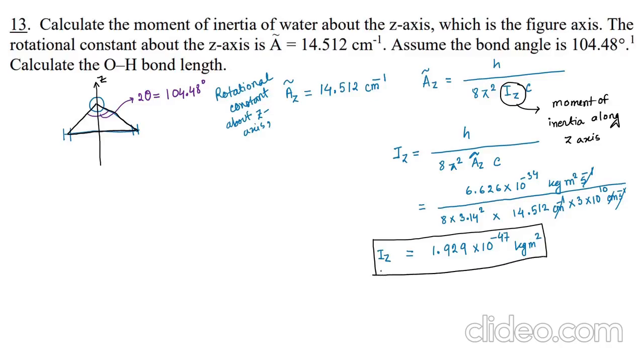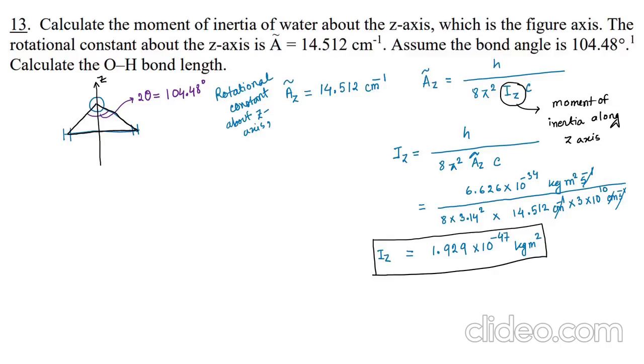So I still have another question: calculate the OH bond length. Now let us go back to this triangle. The angle between H-O-H is 104.48 degrees.